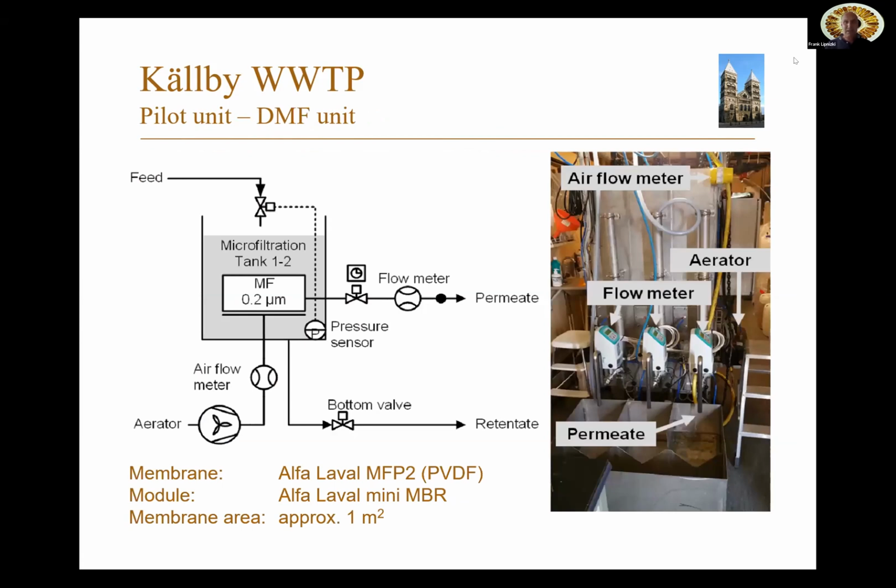Then, last but not least, we have the direct membrane filtration unit. These are submerged membranes supplied by Alfa Laval with a pore size of 0.2 micron. They are basically their standard membranes used at that time for the MBR module. We use this module submerged in a tank for our direct membrane filtration. The membrane area was just 1 square meter, but that was sufficient to get an initial feeling.